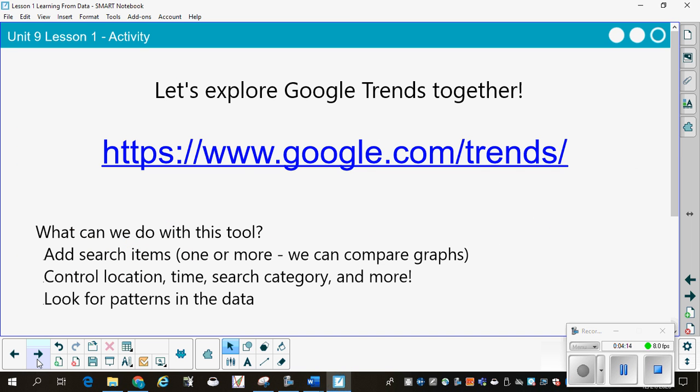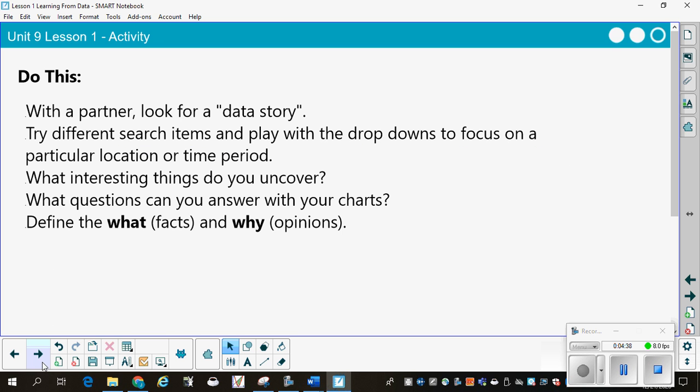Now, let's explore Google Trends together. Again, you can either type this link in or you can click on the link in Unit 9, Lesson 1. What can we do with this tool? Well, you can add search items, 1 or more. You can compare graphs. You can control location, time, search category, and more. Look for patterns in data. Play with this tool. Investigate.